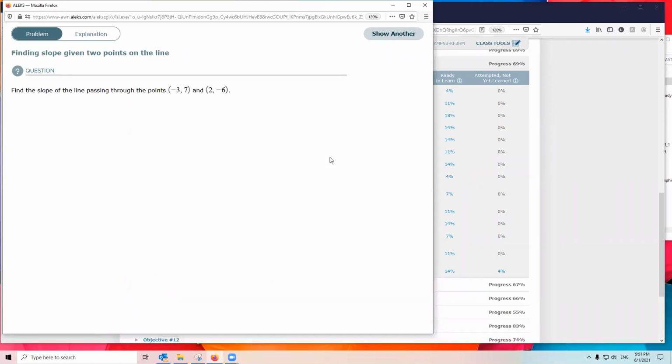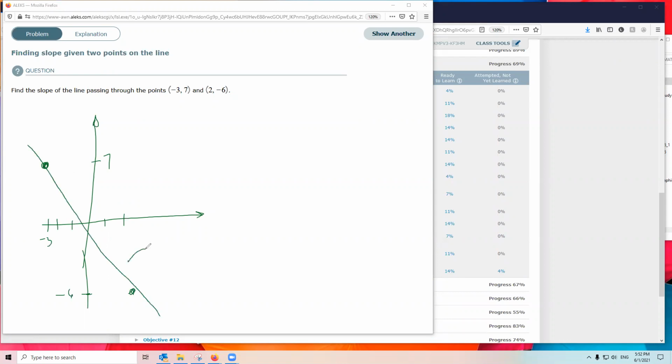Now, for this one, they're asking us to find the slope based on the XY values of the points. Let me go ahead and plot these. I just want to get a sense of what these points look like. So -3, 7 would be up here somewhere, and 2, -6 would be way down here. I can see that this line is going downhill. I should have a negative slope.